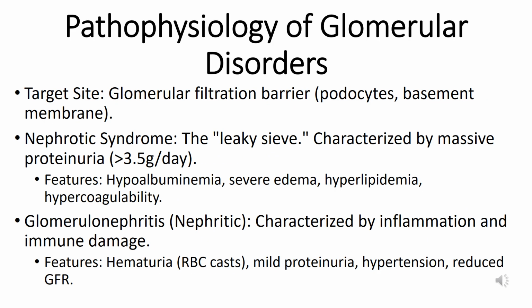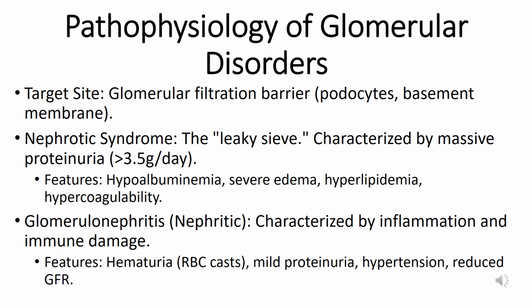To understand glomerular disorders, we first need to understand the glomerulus. The glomerulus is the kidney's filtration unit. It acts as a highly selective barrier. Its job is to allow water and small molecules to pass. At the same time, it prevents proteins and blood cells from entering the urine.